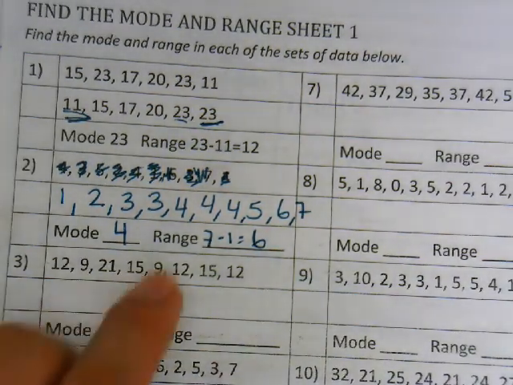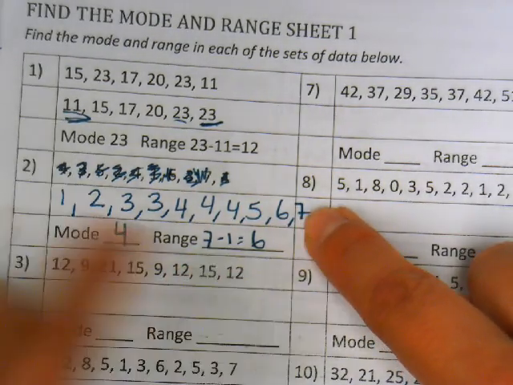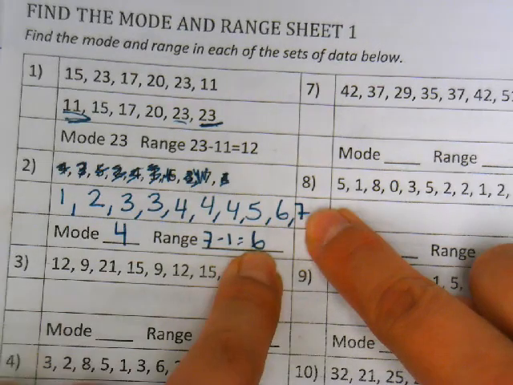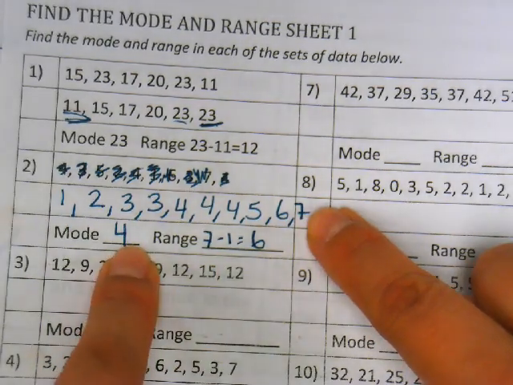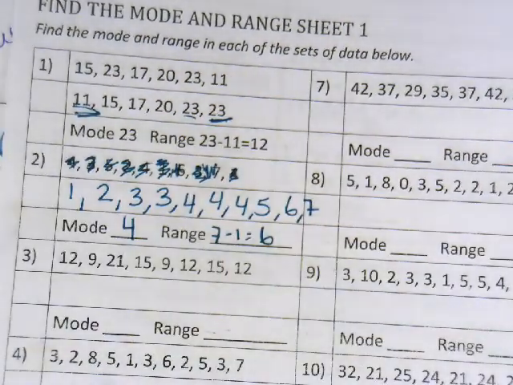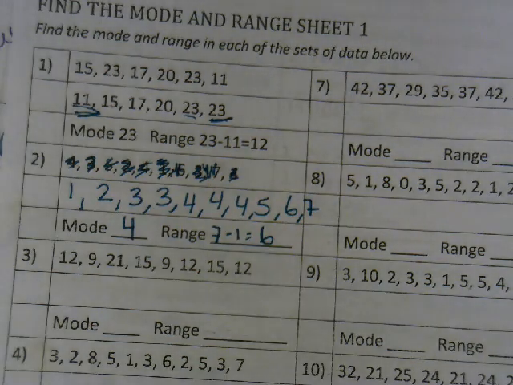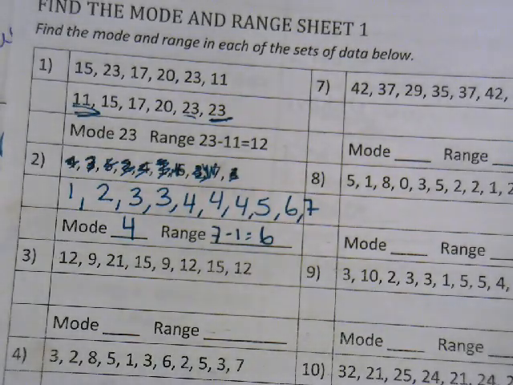Range is when you take the biggest number, which is your last number, minus your smallest number, which is your first number, and that gives you your range. Mode is the one that repeats the most. 4 repeated 3 times, so we're going to go with the 4. Okay? So 8 minus 1 is 6.